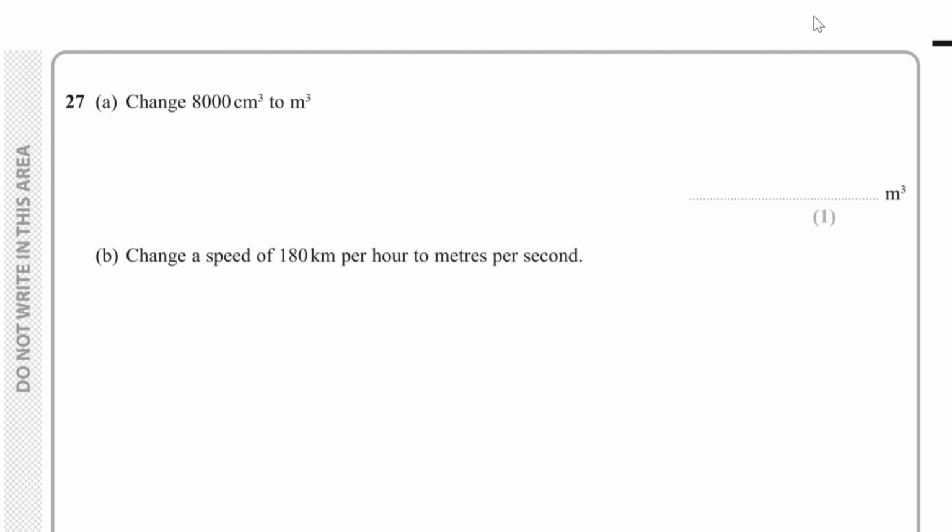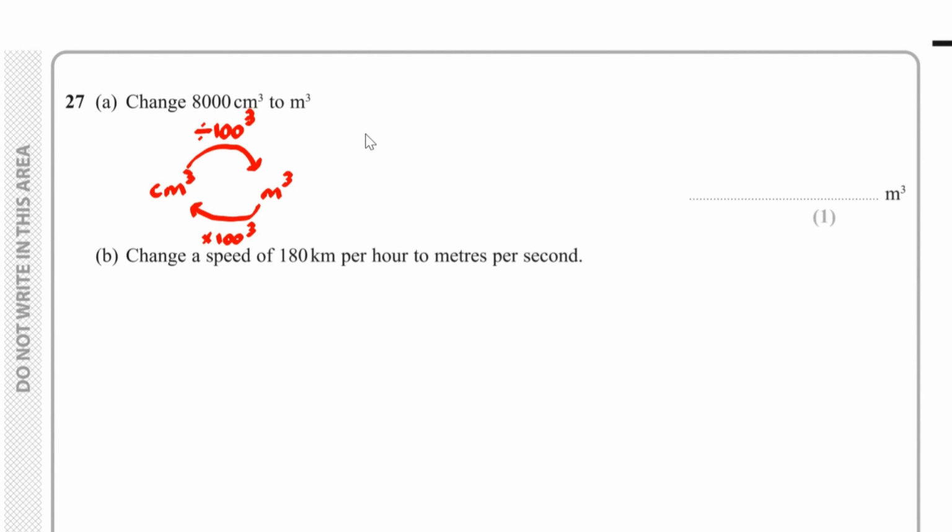Question number 27 for part A, we have to change 8,000 centimeters cubed to meters cubed. Well, to go from centimeters to meters, we have to divide by 100, and to go from meters to centimeters, we have to times by 100. So from centimeters cubed to meters cubed, we have to divide by 100 cubed. Meters cubed to centimeters cubed, we have to times by 100 cubed.